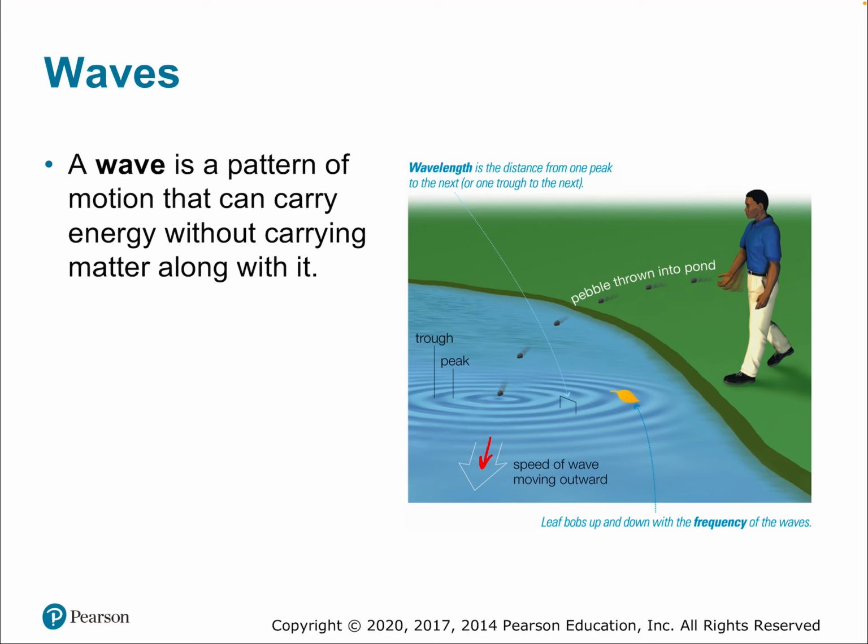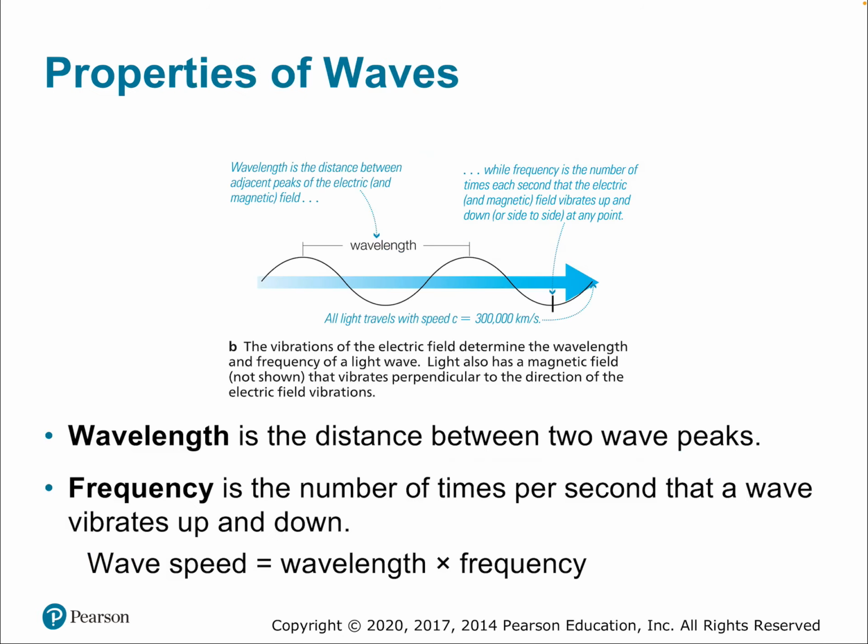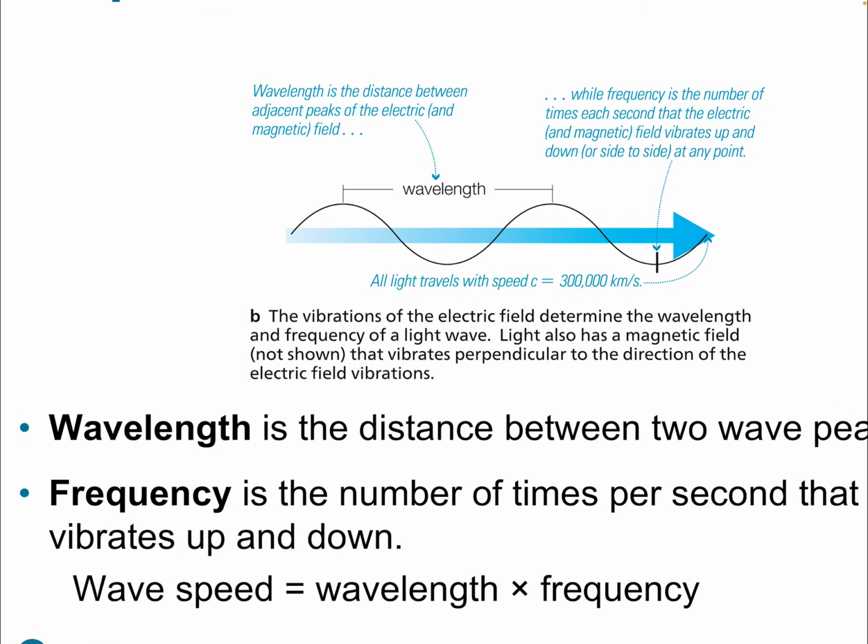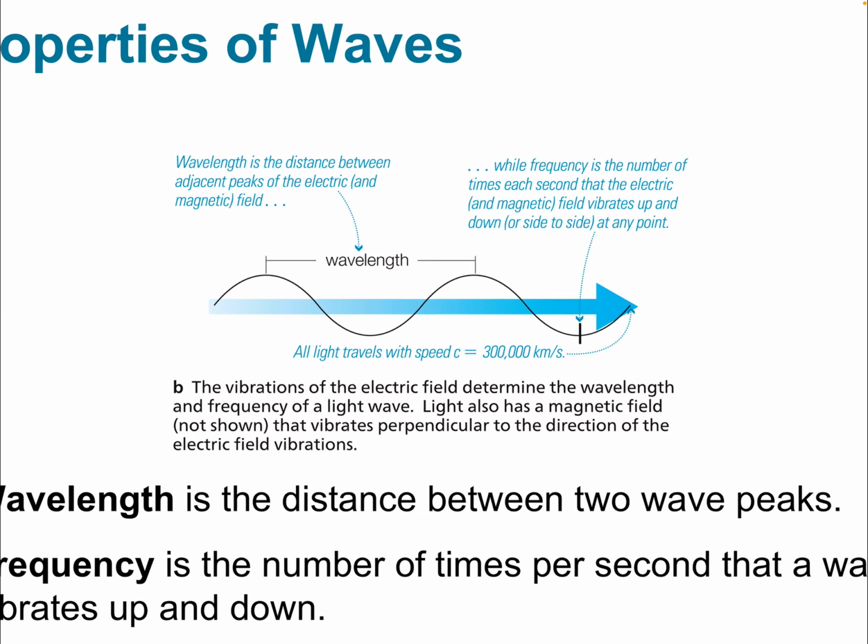Okay? Now, a property of waves, an important quantity, is the wavelength, and it's the distance from one peak to another. Okay, so one high ripple to another in this case. So here it is shown from a side view. All right, this is a side view of a wave.